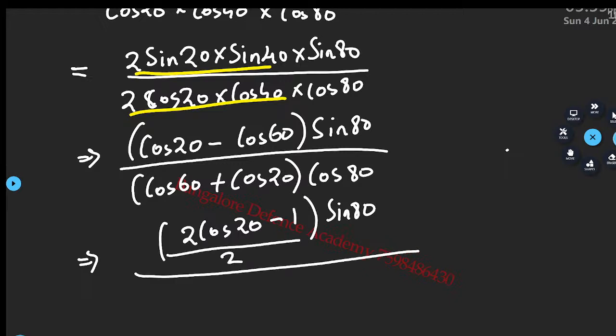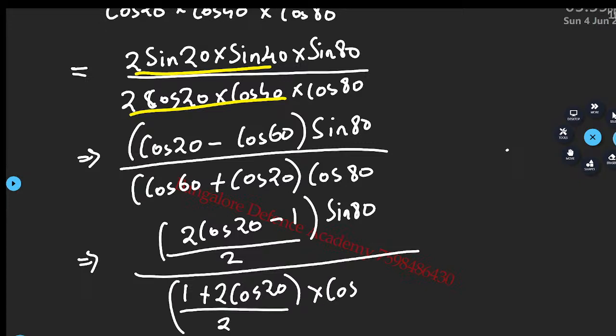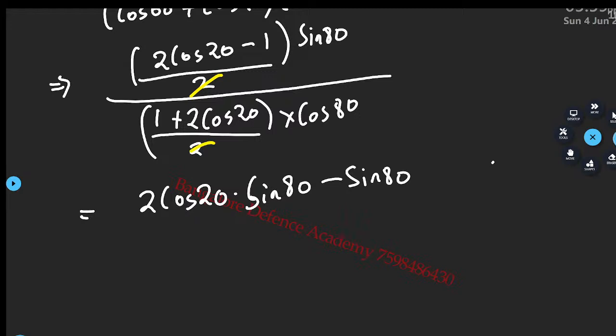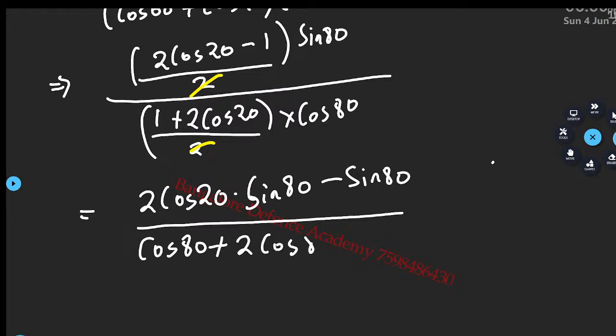And here this is 1 plus 2 cos 20 whole divided by 2 into cos 80. Correct? Okay, now we can easily cancel this 2 and this 2. Correct? Numerator, denominator. So now this becomes 2 cos 20 into sin 80 minus sin 80. Correct? Numerator becomes like this. Next, denominator, cos 80 plus 2 into cos 80 into cos 20.